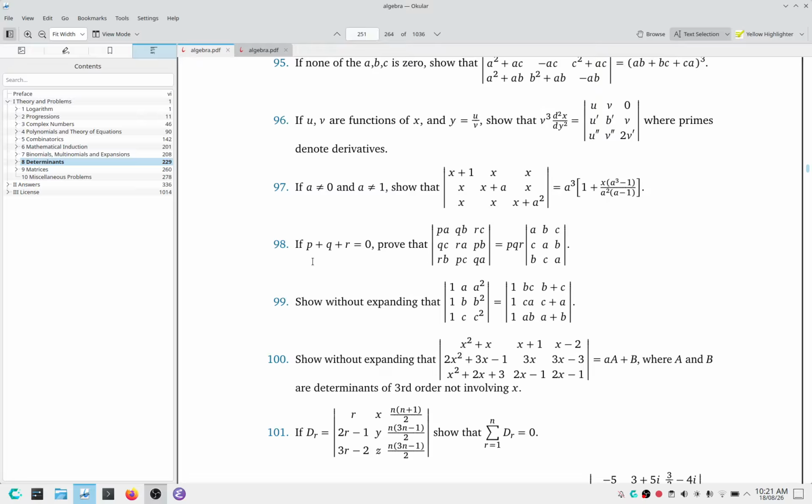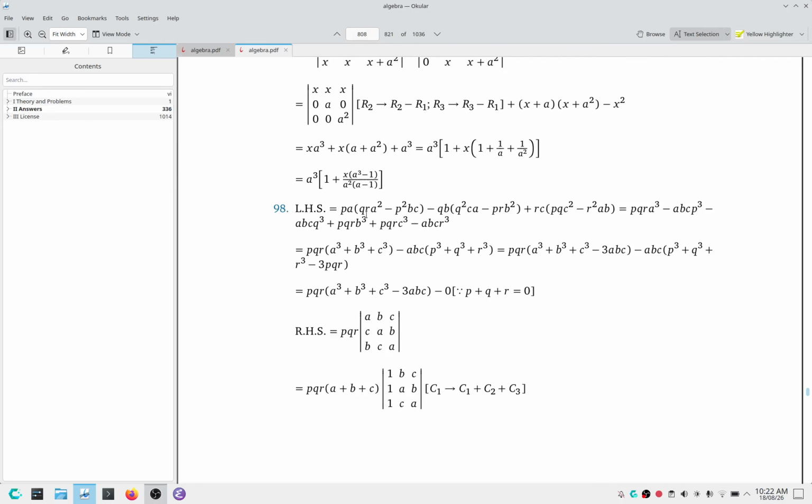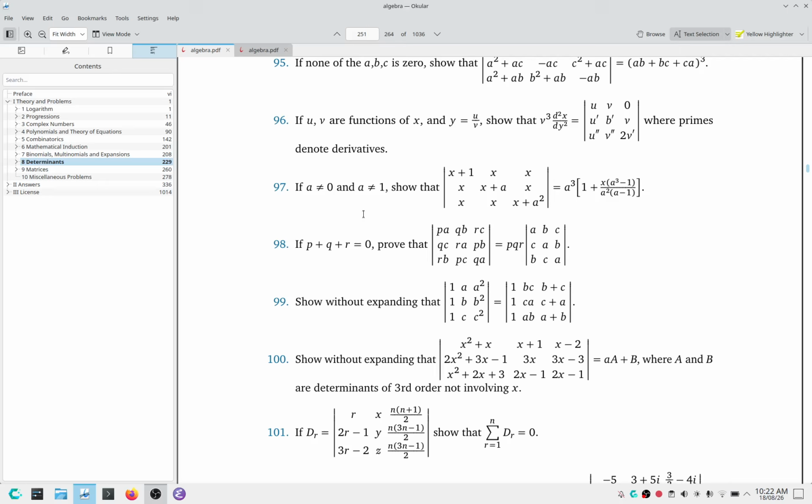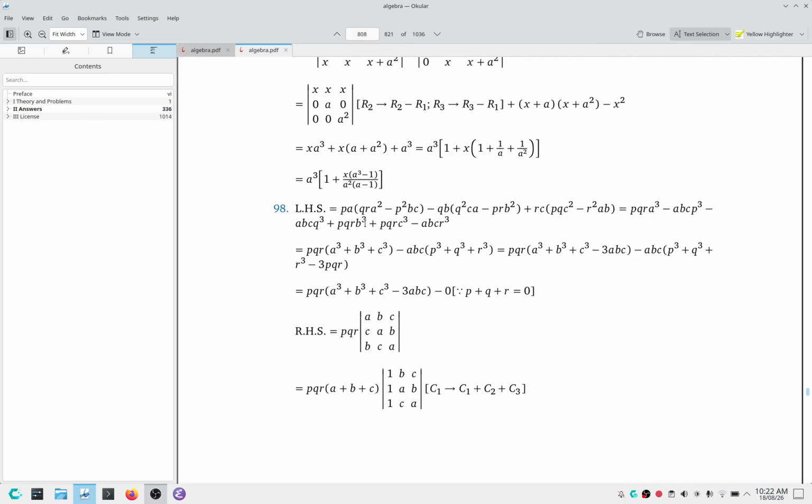Question 98 says that if p + q + r = 0, prove that the determinant |pa qb rc; qc ra pb; rb pc qa| is equal to pqr times |a b c; c a b; b c a|. So the left hand side we expand. Upon expansion, it is not ideal to expand it, but anyway, we have expanded it and we landed at pqr times (a³ + b³ + c³ - 3abc). You can pause the video here and note down the calculation, and if there is any mistake, let me know.